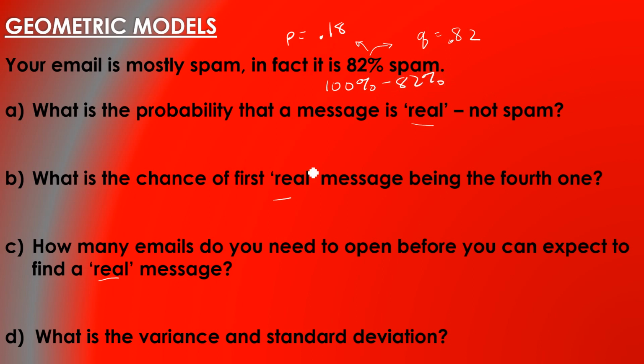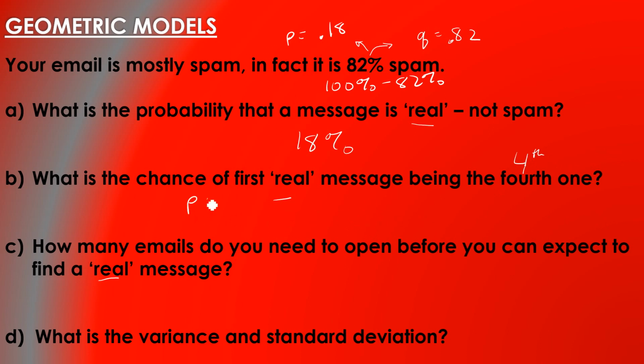The only reason I'm doing that is because each of these questions really is asking about getting a real message versus a spam message. So what is the probability that a message is real and not spam? Well, 18%. What is the chance that the first real message is the fourth one? So in other words, I have to open 4 emails before I get a real message.